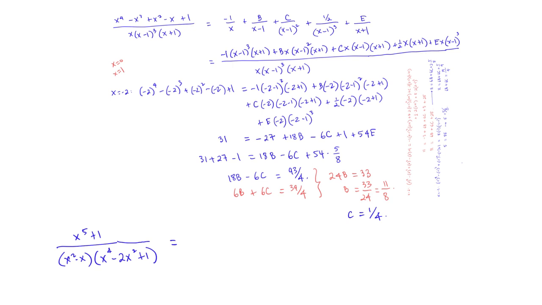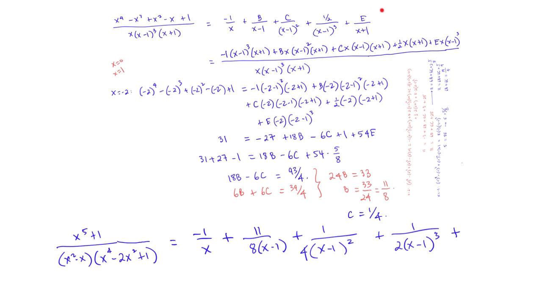Finally, the partial fraction decomposition of the given rational expression is negative 1 over x plus b over x minus 1, but we found b. b is 11 over 8 plus c over x minus 1 squared, but c is 1 over 4 plus 1/2 over x minus 1 cubed plus e over x plus 1, but we found e as well. e is 5 over 8.